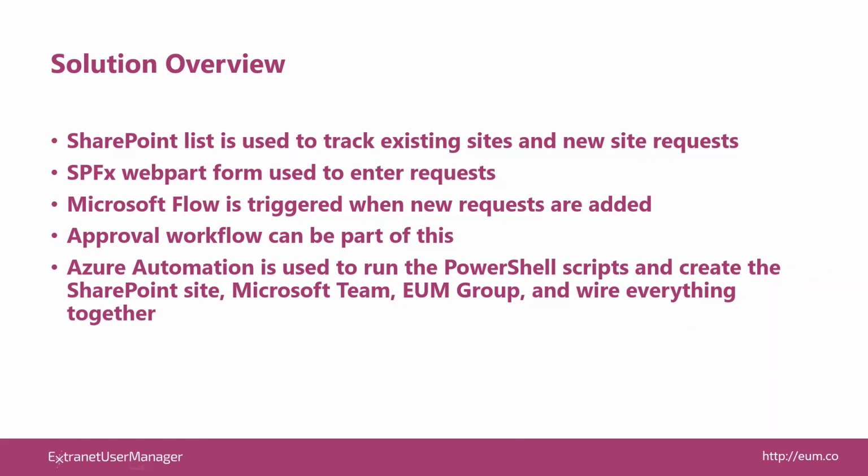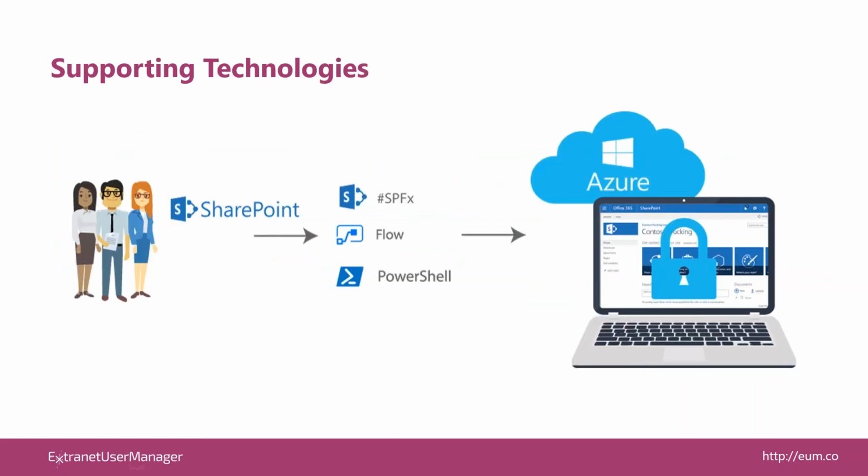And again, Flow becomes part of the solution. So the flow gets triggered when somebody requests a new site or an Office 365 group or a Microsoft team. You may want to have an approval process as part of that. And then we run Azure Automation to run some PowerShell to actually create the SharePoint site, the Microsoft team, the group, wire everything together and make that all happen. So there's a quick infographic of what it looks like. People come to that SharePoint form that's hosted in the SharePoint Framework web part. Flow fires off, Azure Automation runs the PowerShell, magic happens, and it pulls it all together.